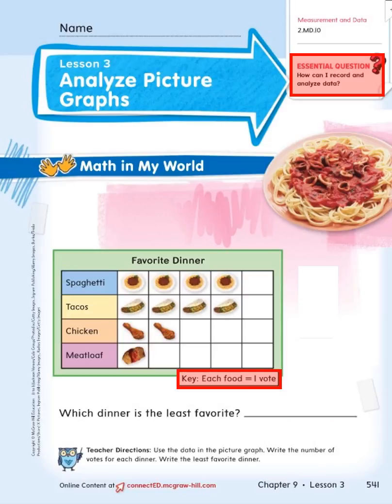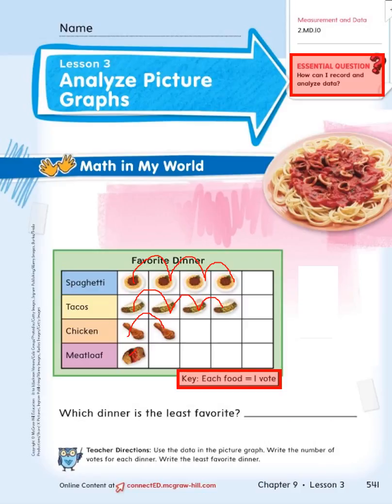Now, before we answer the question at the bottom, what I'd like to ask you is, how many people participated in this survey? How would you figure that out? Well, we would just go ahead and count everything that we see here. 1, 2, 3, 4, 5, 6, 7, 8, 9, 10, 11. Okay, it's just a question that you might get asked.